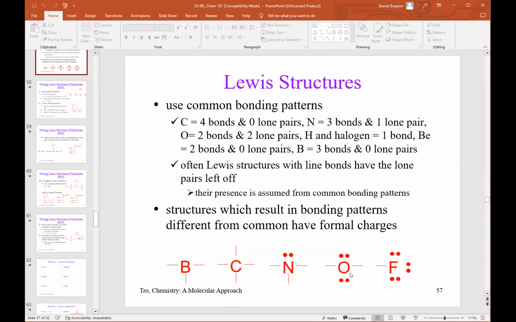On slide 57 here. These are the typical happiest bonding motifs, but we can go beyond these, and there's a charge way of doing it. So when you have more or less electrons than the element brought on its own, then that's what's called a formal charge.